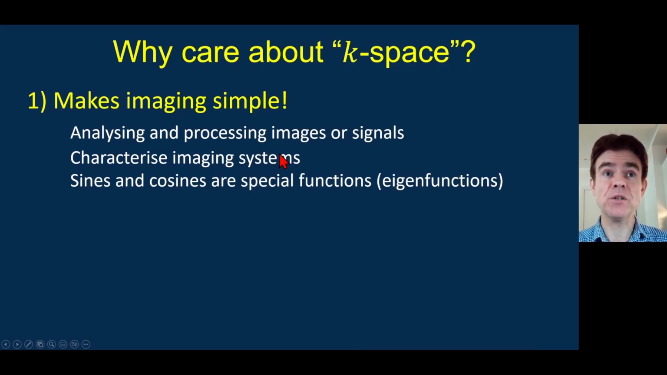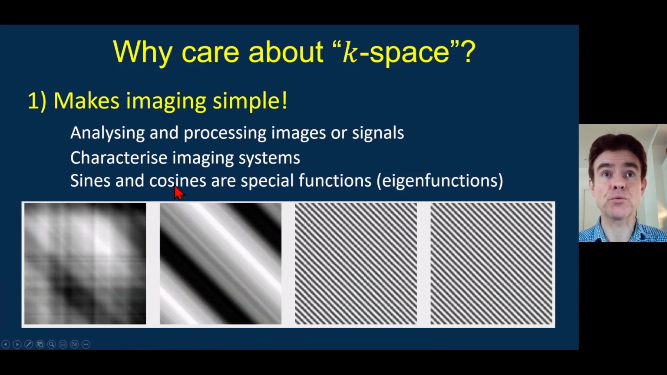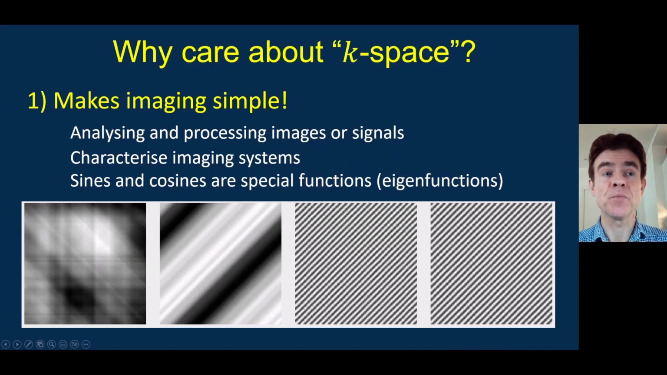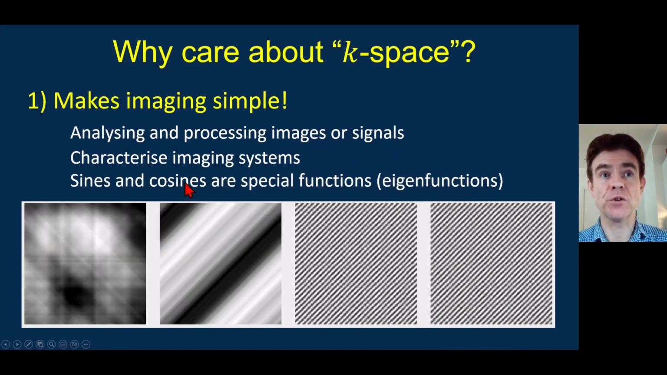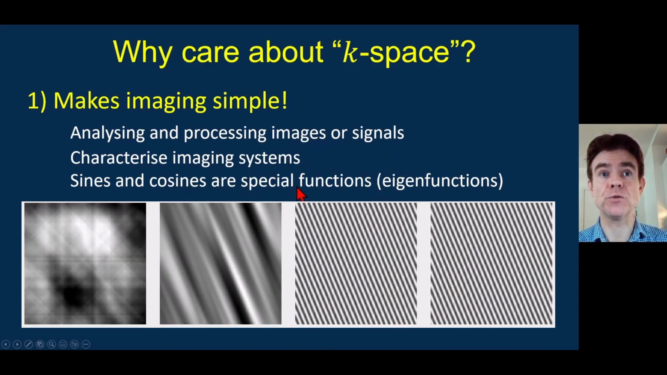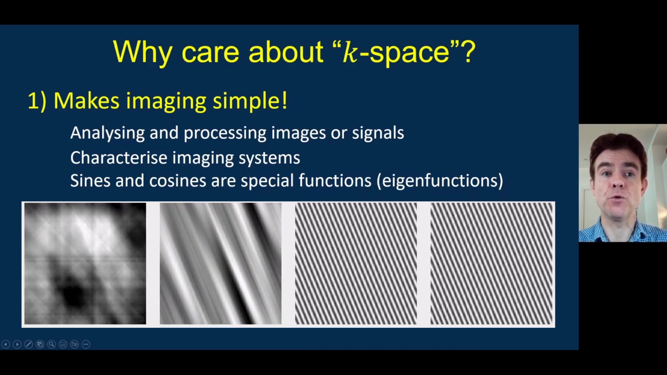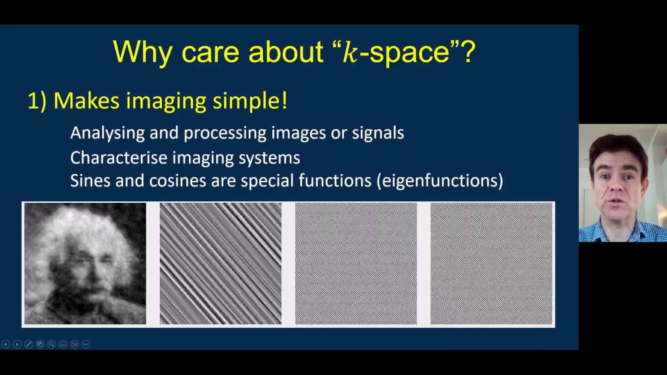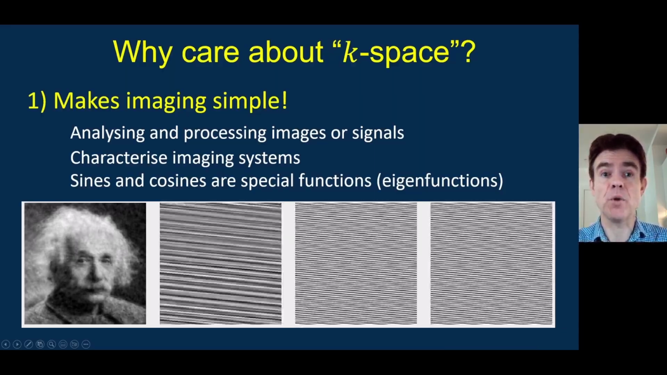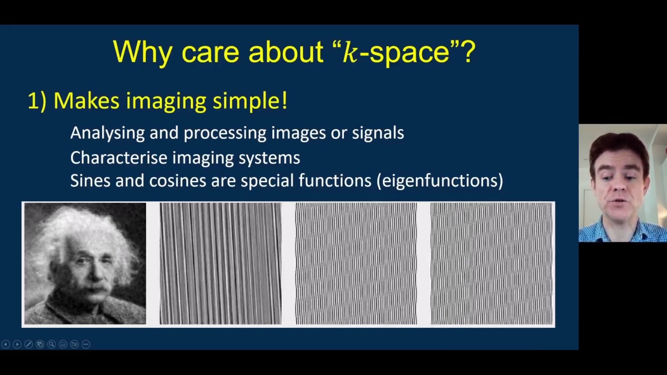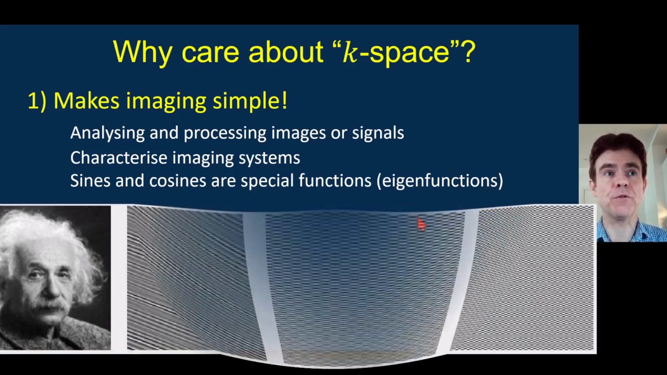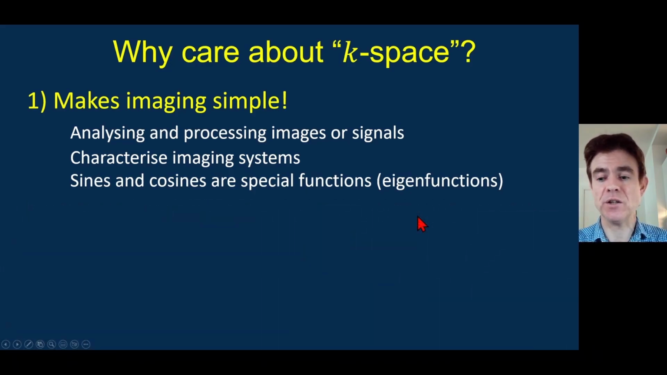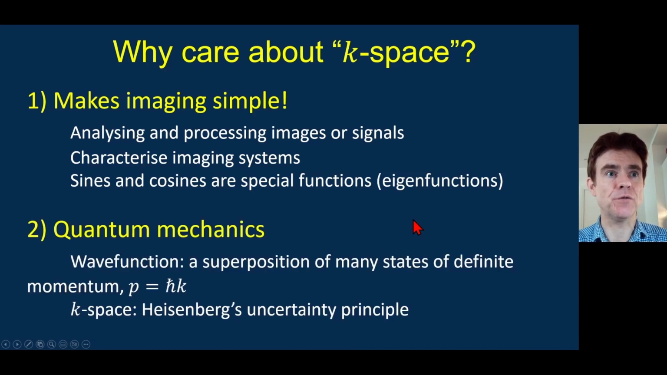If we look at K-space, it allows us to look at the sines and the cosines that are present in any image or signal. And the reason for looking at sines and cosines is that these are special functions, or eigenfunctions, for linear shift invariant imaging systems. It means sines and cosines just get scaled by convolution by linear shift invariant systems. So that greatly simplifies analysis and understanding of many imaging devices.